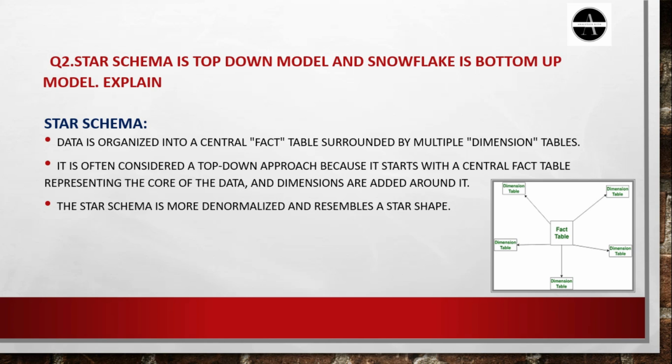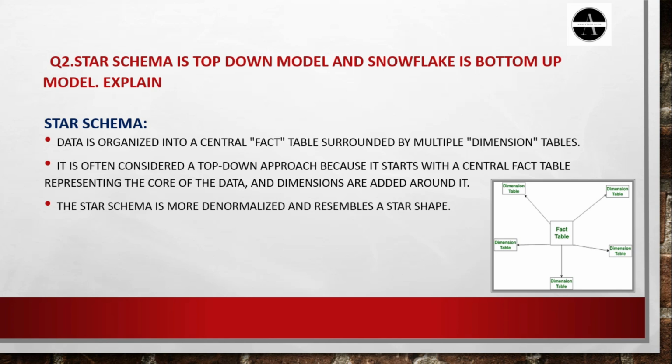Question number 2 is on data modeling. The question is, why is star schema a top-down model and Snowflake a bottom-up model? Please explain. Both are used in the context of designing data warehousing and data modeling.